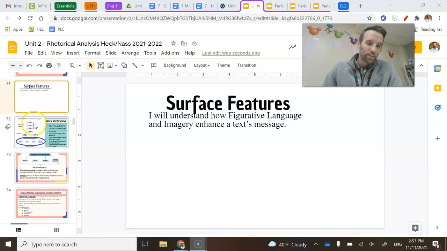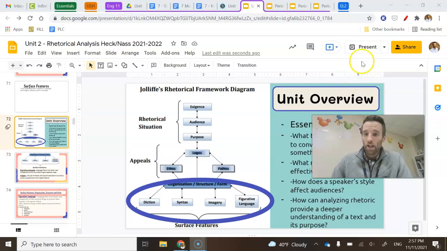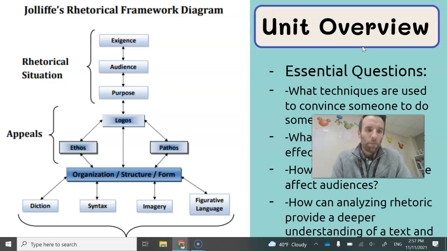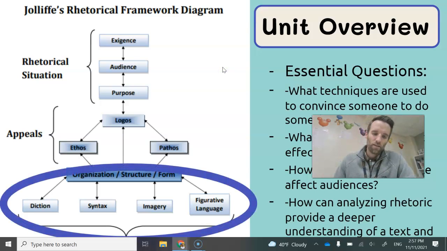So let's take a look at our good old framework. Hopefully you're getting an idea of how this framework works from going through the different lessons. But basically we started here with the situation, kind of the big idea around a text or around a piece of rhetoric. Then we talked about the appeals. And now we're down at the bottom here with structure, form, organization, diction, what kind of words does the author use, syntax, what kind of order are those words put into, and today we'll talk about imagery, figurative language, and this is how we analyze rhetoric, how we analyze persuasive writing and speaking. That's where we are today, down on the bottom.